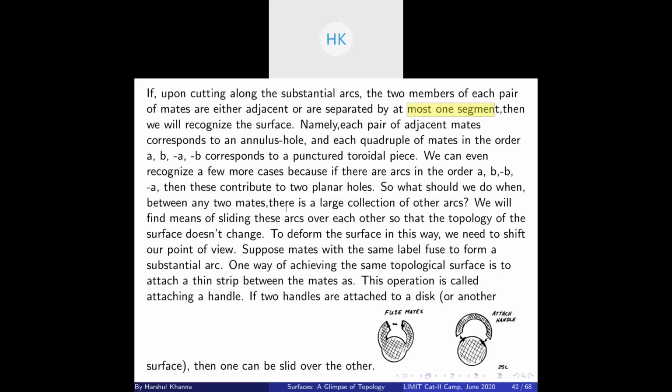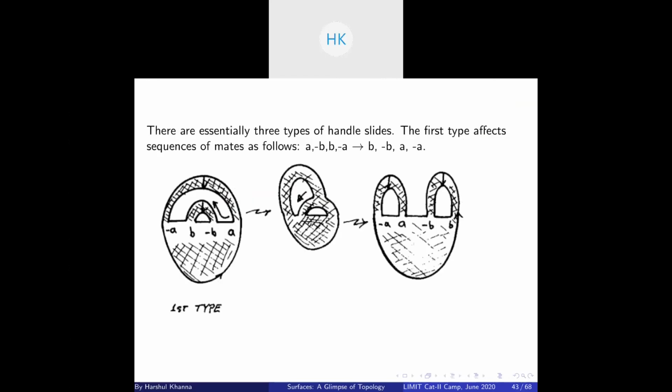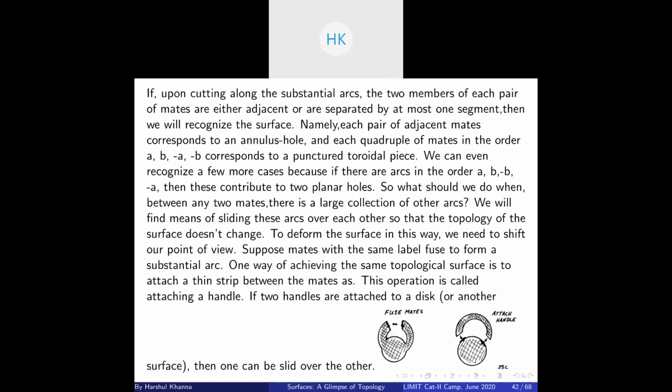So what should we do when between any two mates there is a large collection of other arcs? We should find a way to rearrange those arcs and reduce the number of arcs in between them, right? So we will find a means of sliding these arcs over each other so that the topology of the surface doesn't change. To deform the surface in this way, we need to look at a different perspective. Suppose the mates with the same label fuse to form a substantial arc.